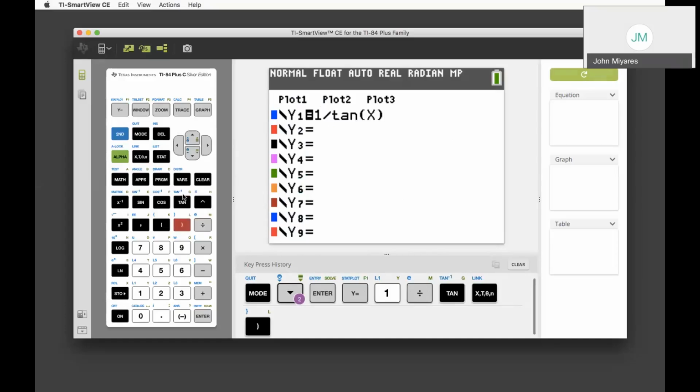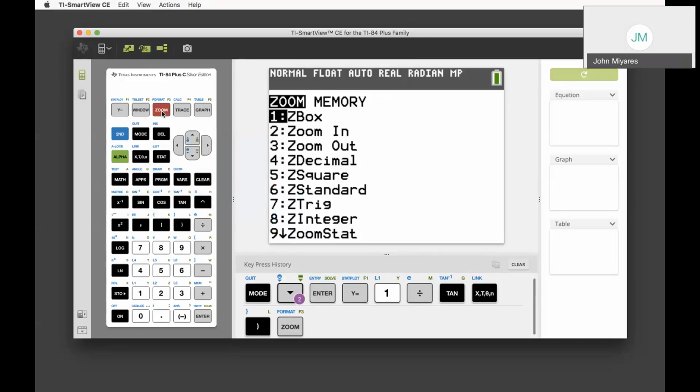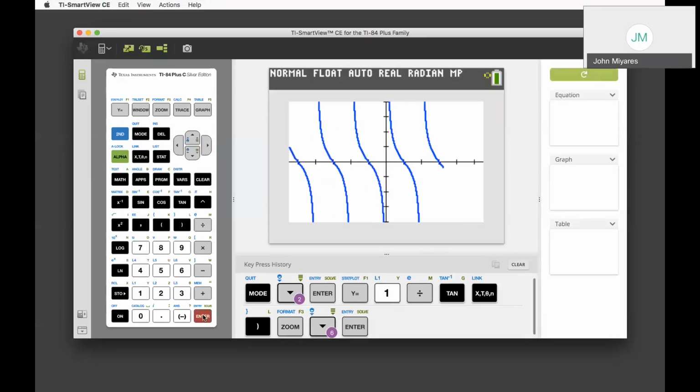Now, the second thing I'll need to do in order to get my window set properly is go to the zoom menu and choose option 7, Z trig. This is going to set a window that is ideal for tracing values on this graph, knowing that what I'm working with is a trigonometric function. So now as I hit enter, I'm going to be able to see this pattern with the cotangent. It is not going to show you the vertical asymptotes that are there, but they are there nonetheless.